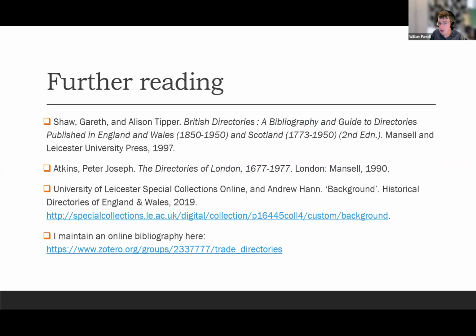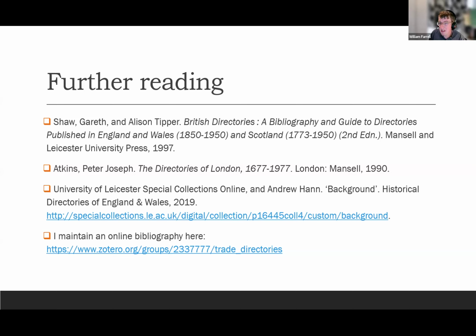Some further reading, if you get very into directories or you just want to know more: there are two good books that I do recommend to people. The Shaw and Tipper book about British directories, although most of it is a bibliography, which seems a bit old-fashioned now, the introduction is very good in explaining how directories worked and the history of the directory publishing business. And if you do use them a lot, it's actually a very useful introduction to the whole topic. It hasn't been reprinted since 1997.